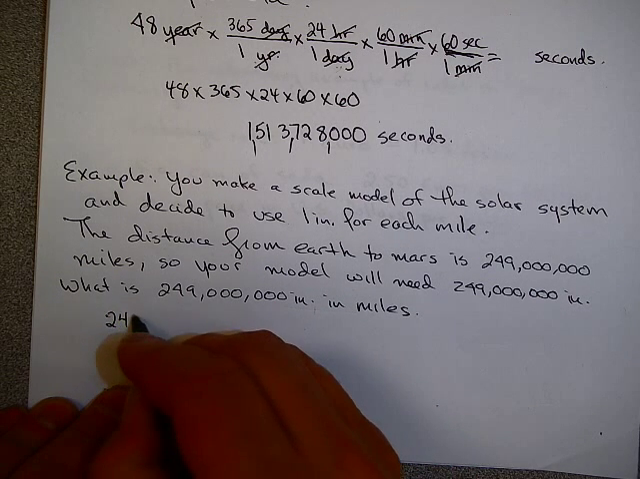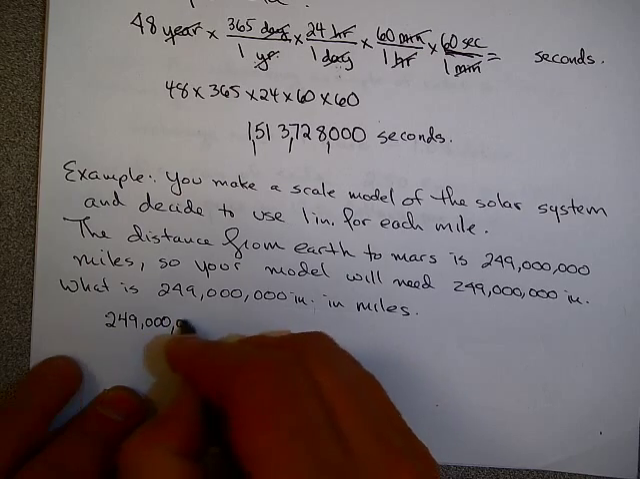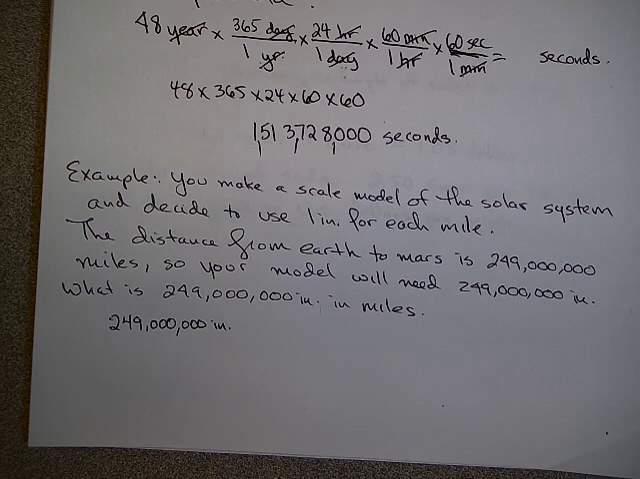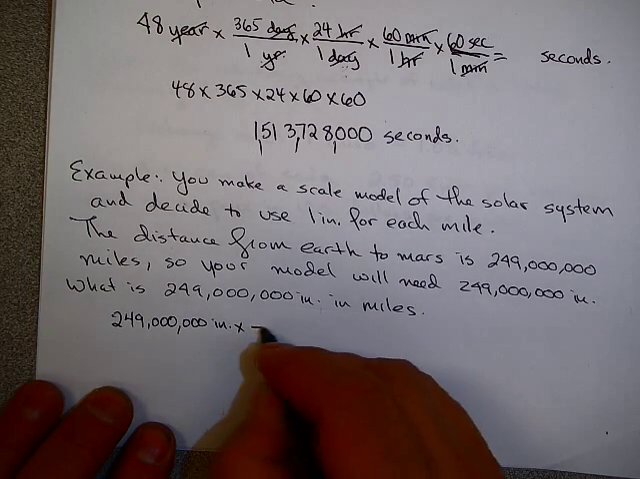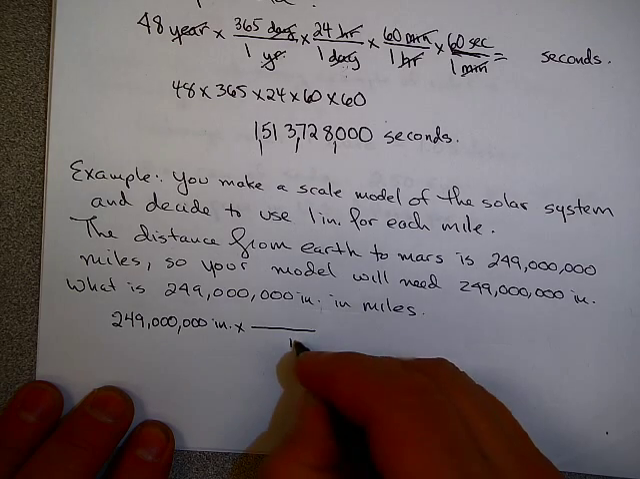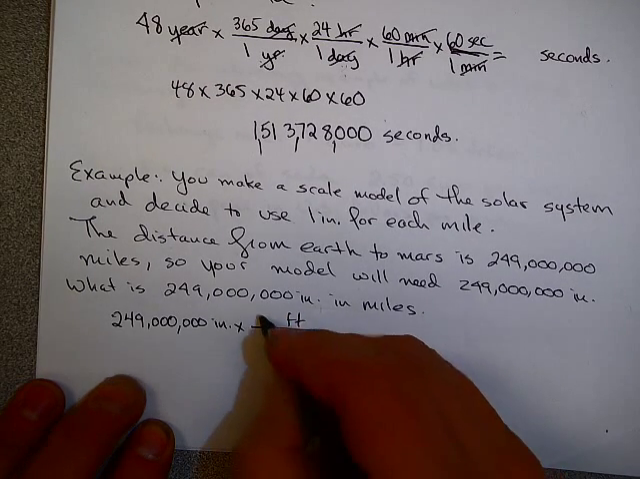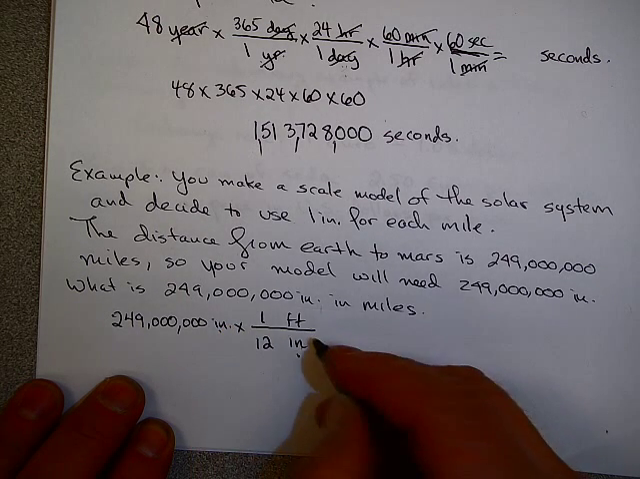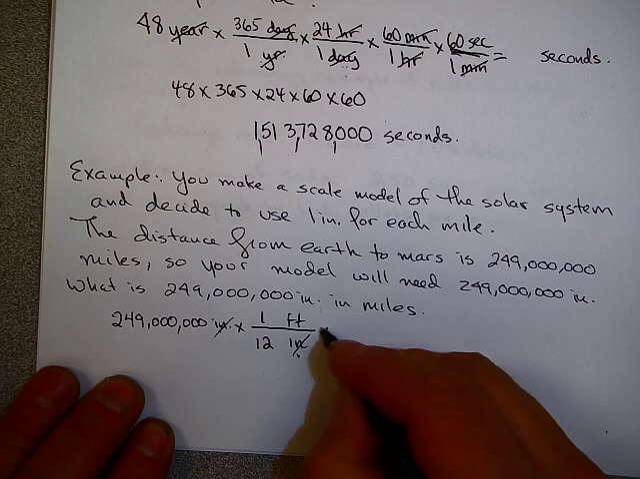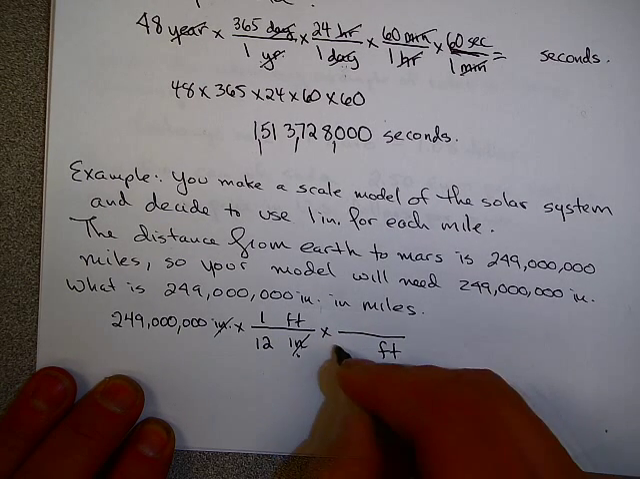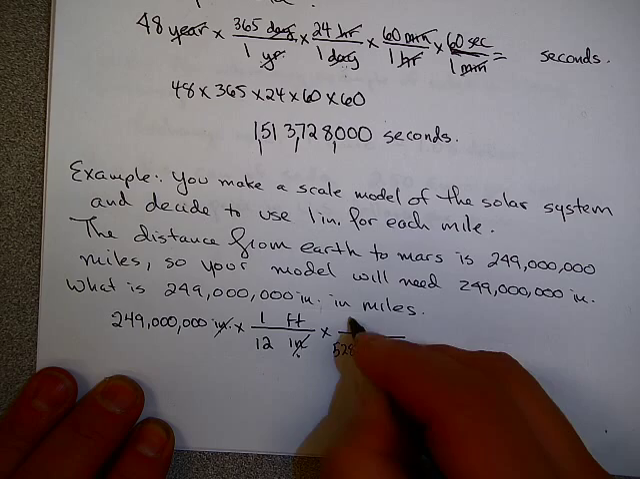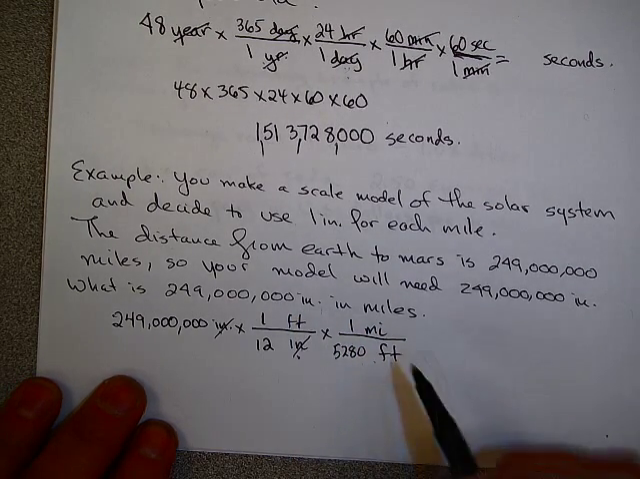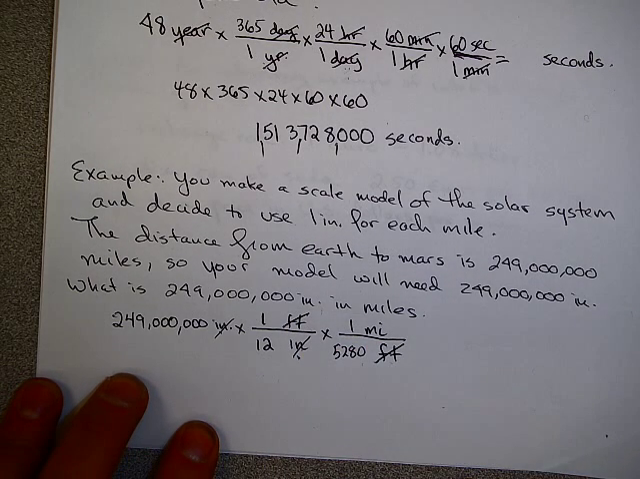So I'm going to start with 249 million inches. And again, I probably don't have a conversion from inches to miles, but I do have a conversion on my conversion sheet from inches to feet. And 1 foot is 12 inches. And again, I would put inches on the bottom to divide out inches and turn into feet. And 5,280 feet to 1 mile. So here I will put 5,280 feet in the bottom again to divide out feet.